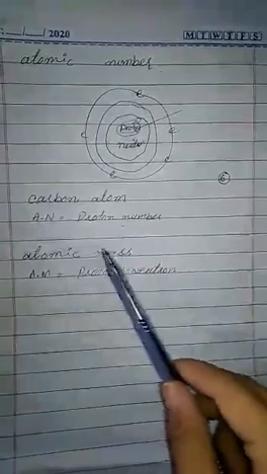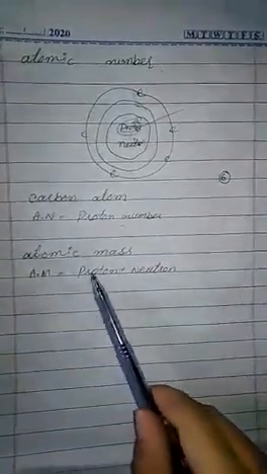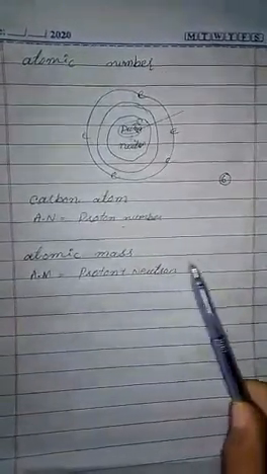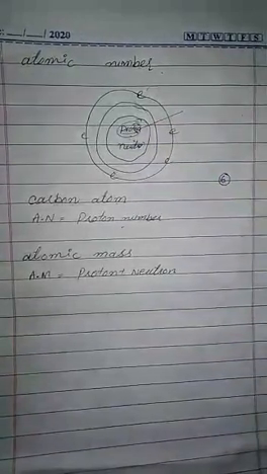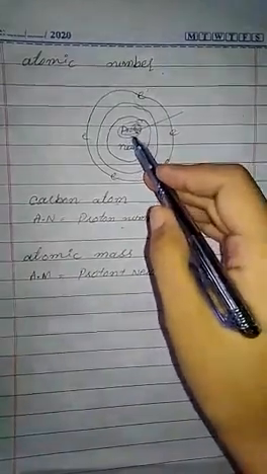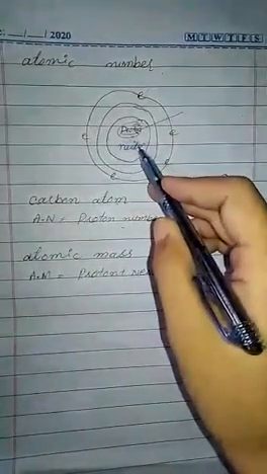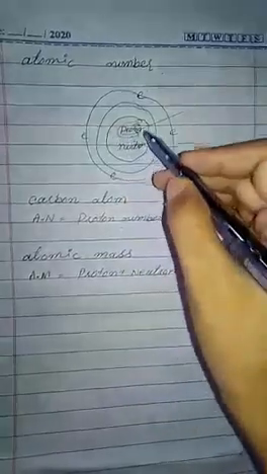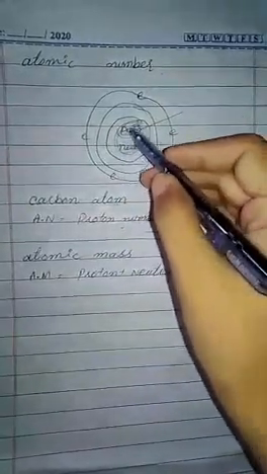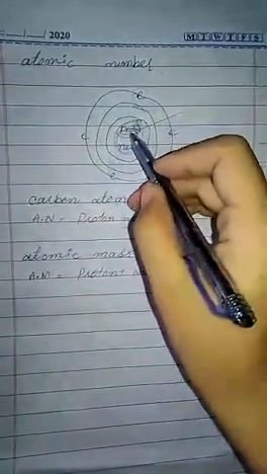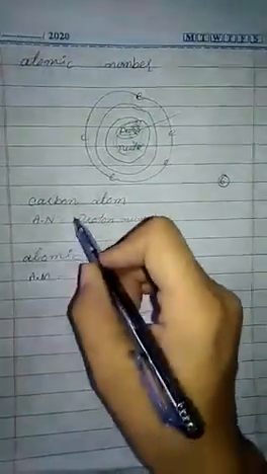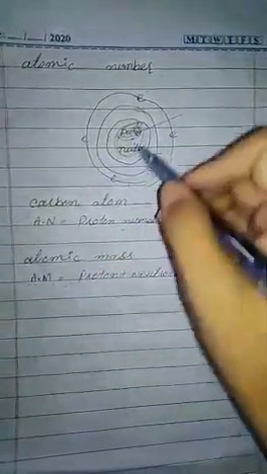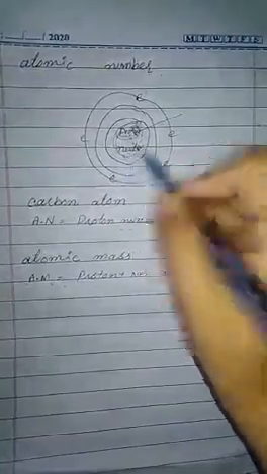Next one is atomic mass. Atomic mass is equal to proton plus neutron numbers. Students, in the nucleus, two kinds of subatomic particles are present. First one is protons and second one is neutrons. And their total number, both the numbers of protons and neutrons, is called atomic mass. Atomic number is just the number of protons, but atomic mass is both protons and neutrons.